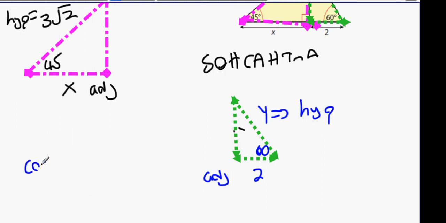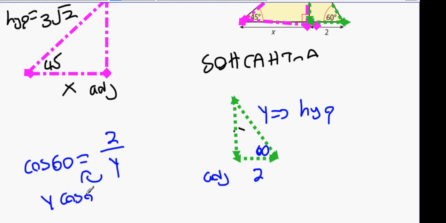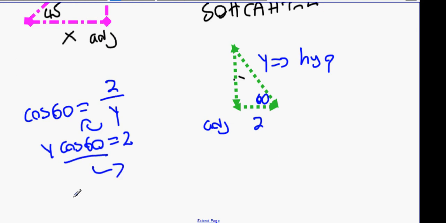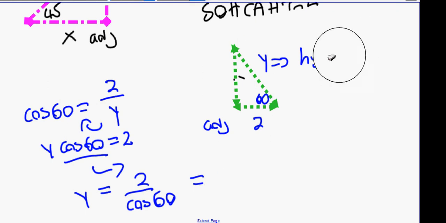So, cos 60 equals 2 over y. What do we do next? Cross multiply up the y, so you could technically have y cos 60 equals 2. Then bring down the cos 60 underneath. y equals 2 divided by cos 60. And what's your answer? You need an answer bigger than 2 for this to work. The answer is 4. So the hypotenuse is 4.